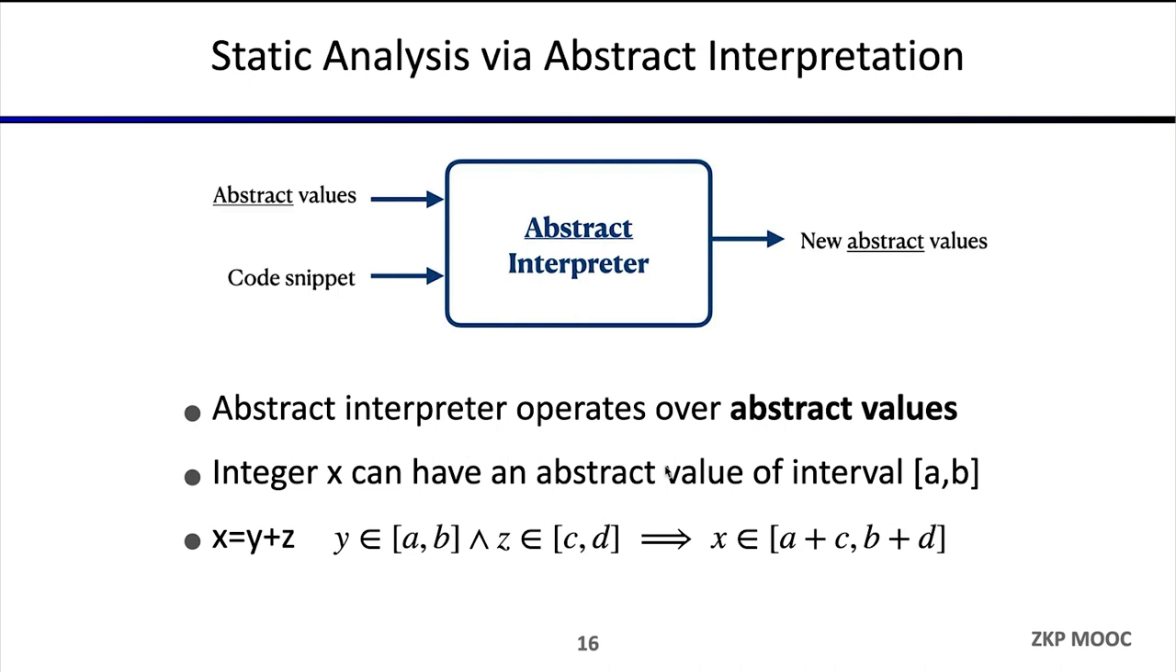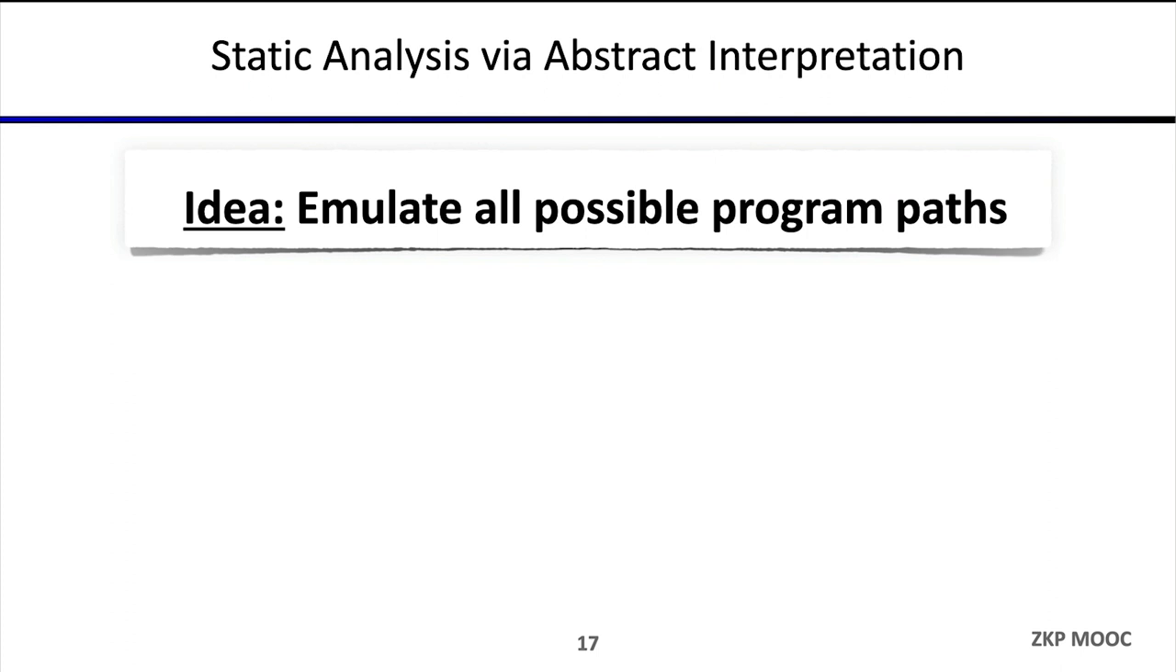Let's revisit the same statement from the previous slide: x = y + z. If we know that the abstract value of y is within the interval [a, b], and the abstract value of z is within the interval [c, d], then once we symbolically evaluate the expression y + z, we can conclude that the abstract value of x is between a + c and b + d. As I mentioned in the previous slide, the idea is to emulate all possible program paths by performing some form of symbolic execution or symbolic reasoning.